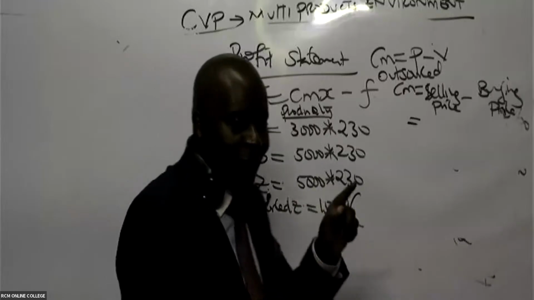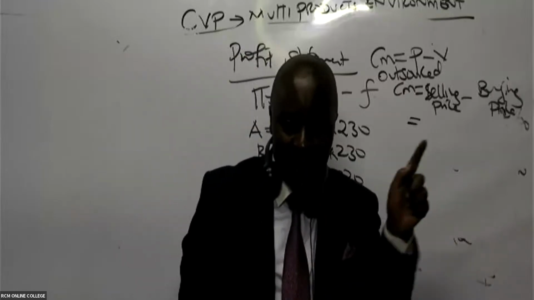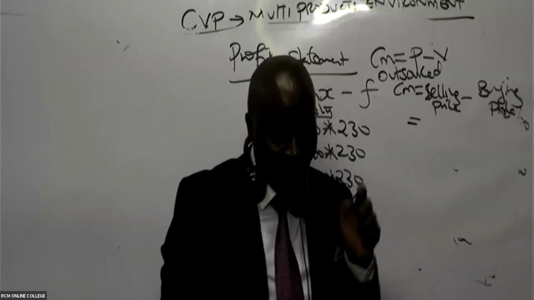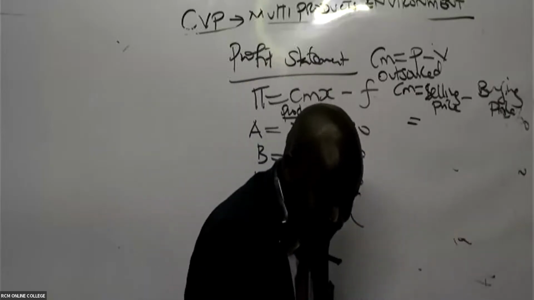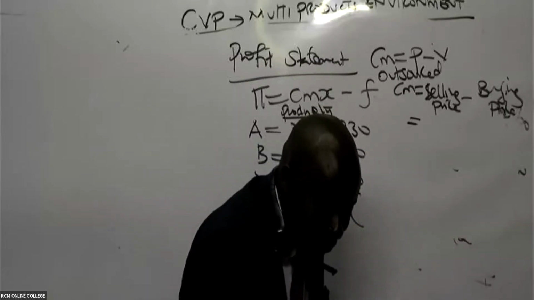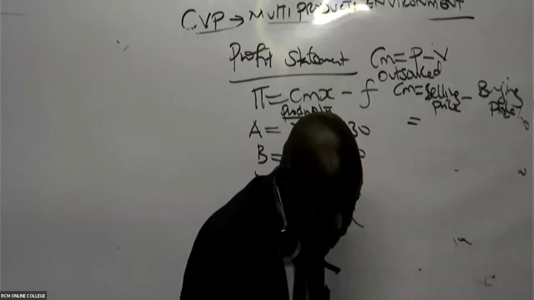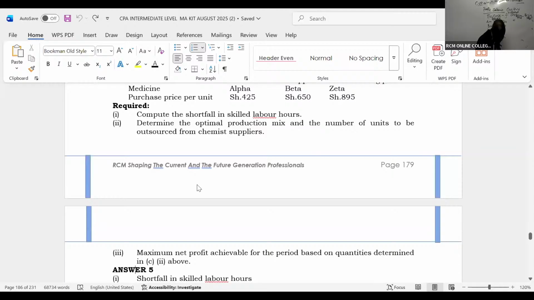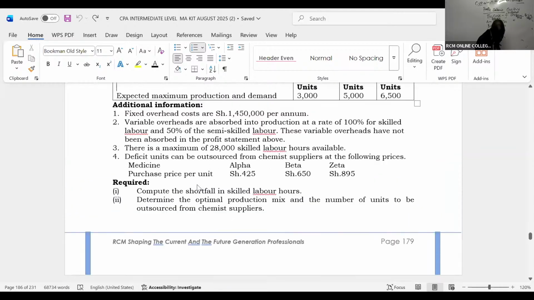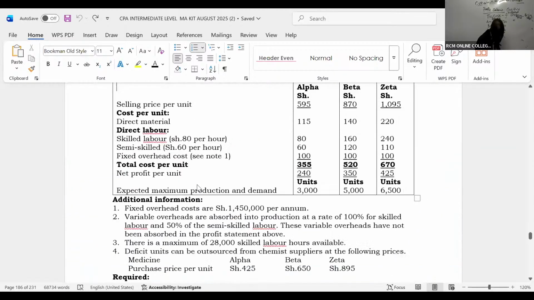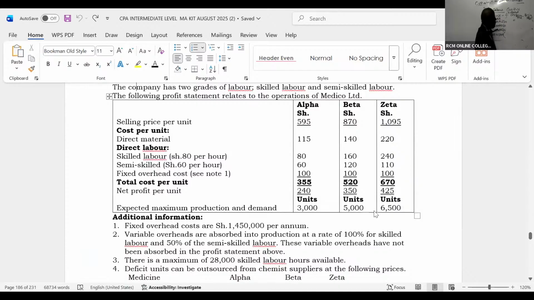So is there somebody who can remind Mwalimu what the selling price for this Z is? You know when you are selling, you don't say this is outsourced. It is Z. Have they given us the selling price for Z? How much do we have as the selling price of Z? 1095. They are telling me that the selling price of Z is 1095.